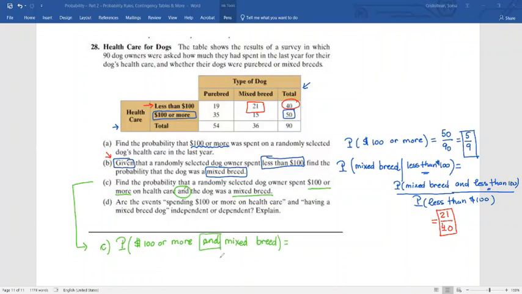And contingency tables, probably the easiest type of problem with contingency tables because we simply have to add the overlapping part, 100 or more and mixed breed to be this number. And the total number will go on the bottom. So the answer is 15 over 90, which simplifies to 1 over 6.